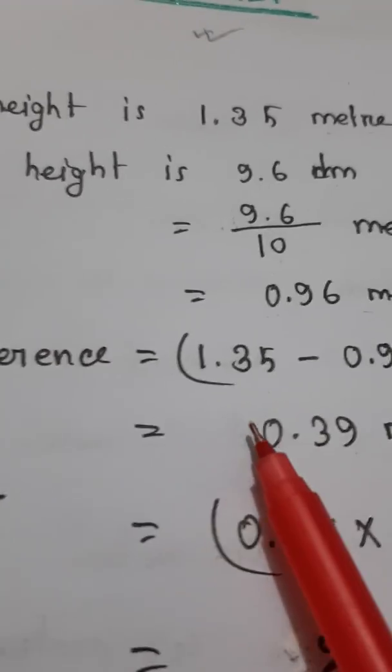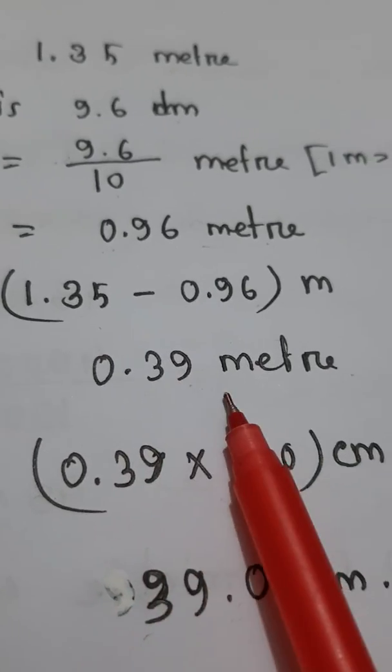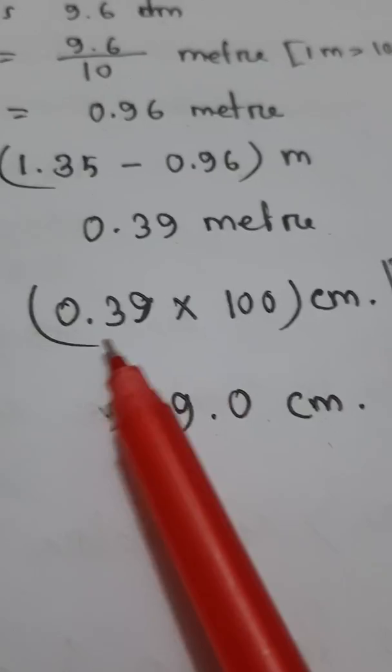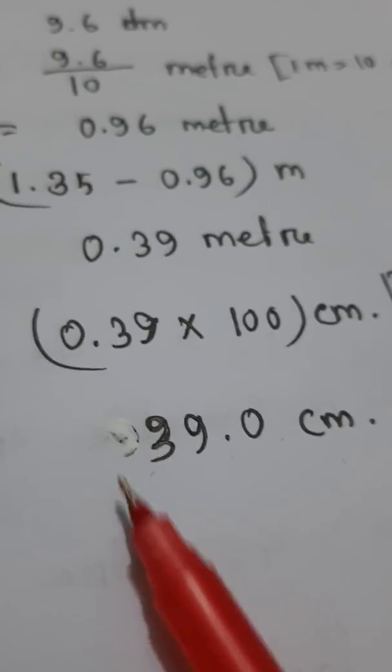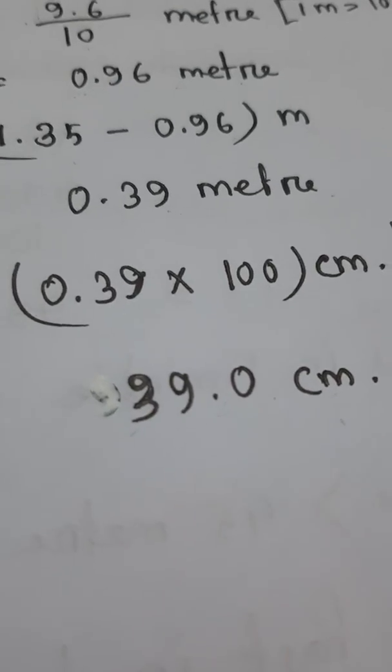Then the difference of their heights is 0.39 meters. We express 0.39 meters in centimeters. We know 1 meter equals 100 centimeters, so we multiply by 100. The answer is 390 centimeters.